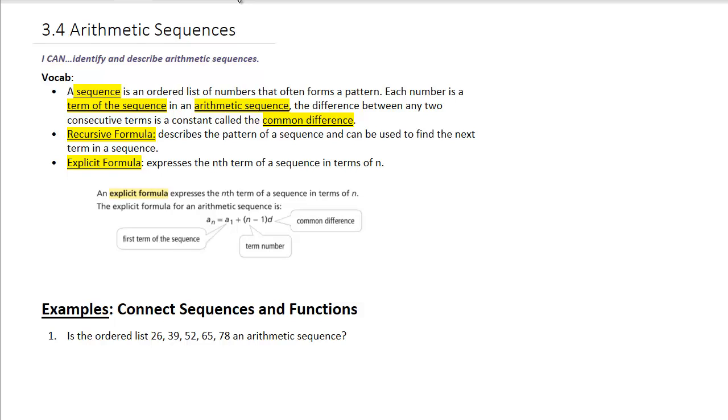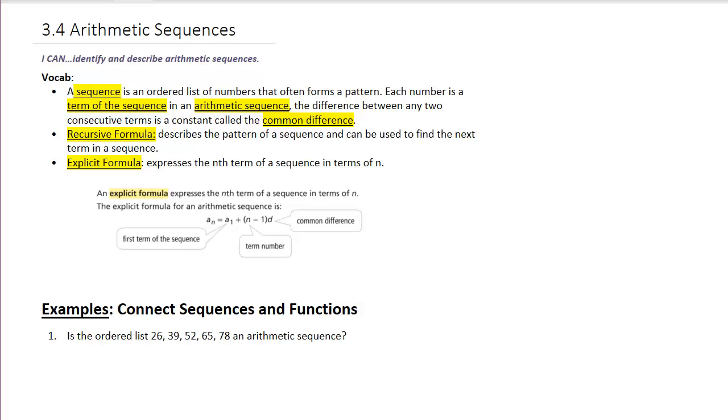Now what makes an arithmetic sequence different from another type of sequence is that to get from one term to the next, or those consecutive terms, we are changing by what's called a common difference. If you relate this back to what we just came from, linear functions, that common difference would be represented by the slope, that constant rate of change. Today we're going to talk about two different ways in which we can express these arithmetic sequences: the recursive formula and the explicit.